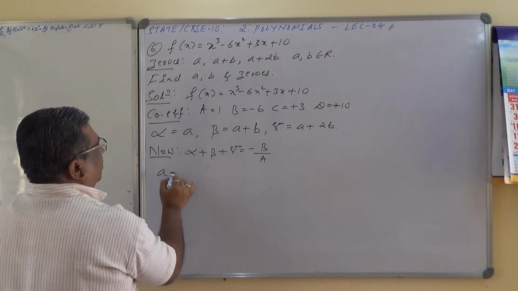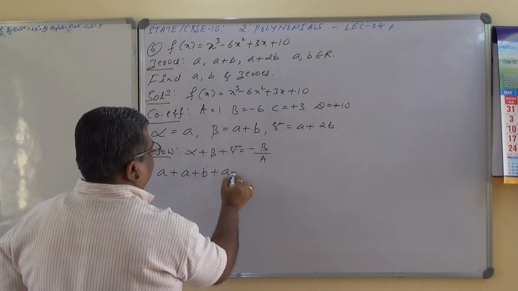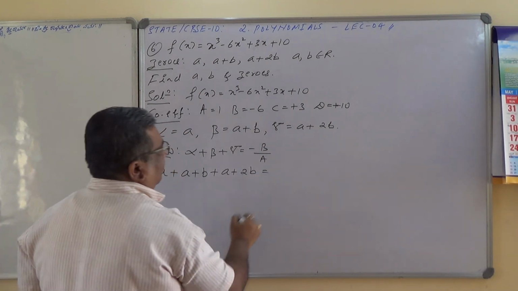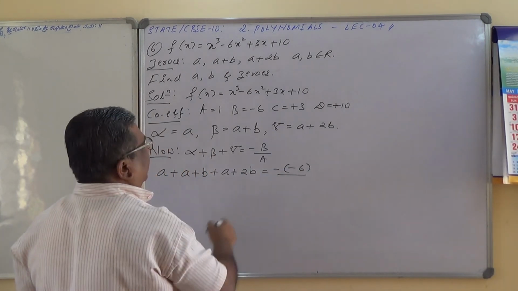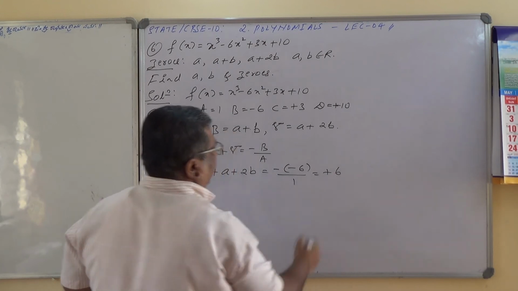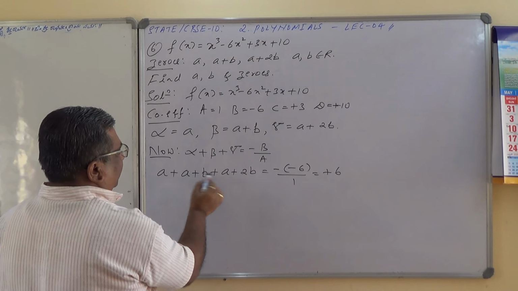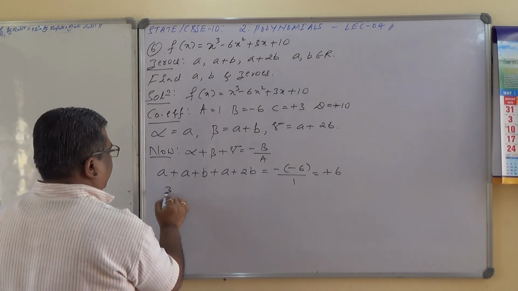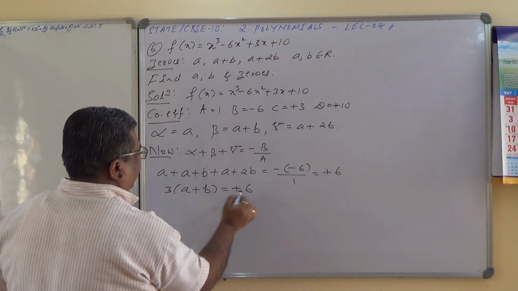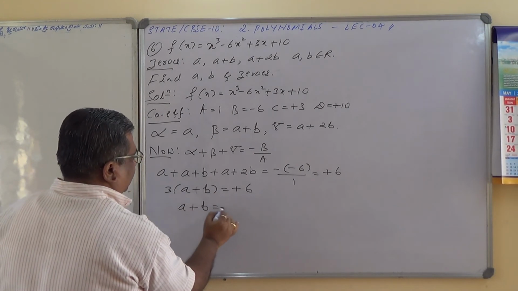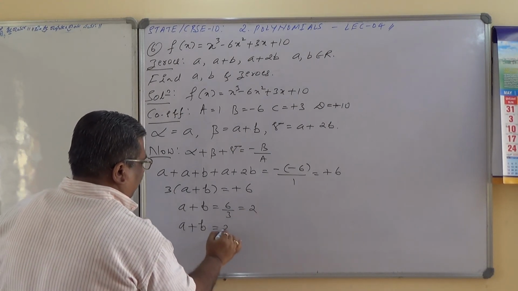So a plus a plus b plus a plus 2b equals minus of B, which is minus 6, divided by A, which is 1, which is plus 6. So check here, it is 3 times a, 3 times b, 3 into bracket a plus b equals plus 6, and a plus b equals 6 by 3, which is 2, and therefore I'll write a plus b equals 2 here.